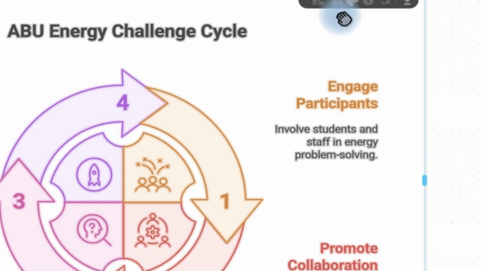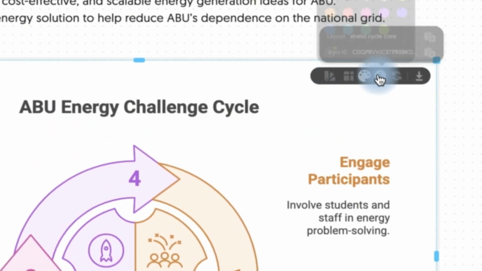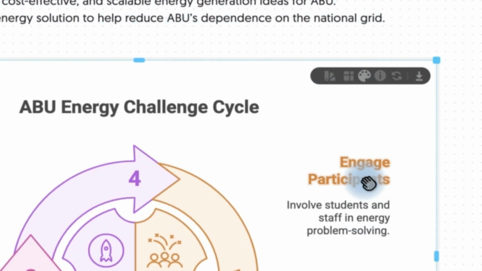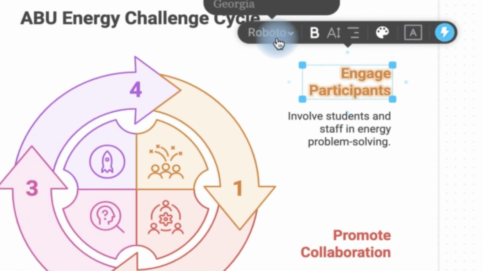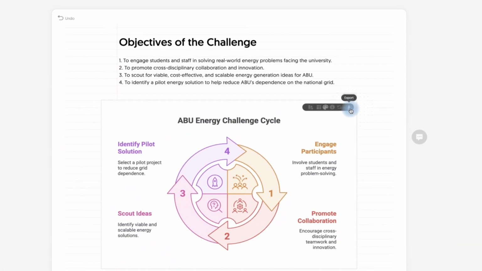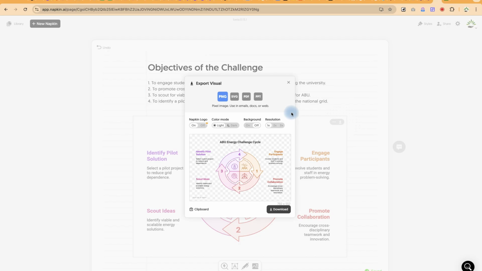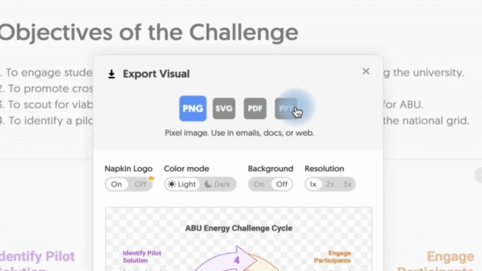I have this and I can edit it using these features like changing the background, changing the text. You can double click to change the text and you have this control over them. You can write and edit accordingly. Okay, so if you are done, you can just come over, click on this and you can download your image in PNG, SVG, PDF or PPT.